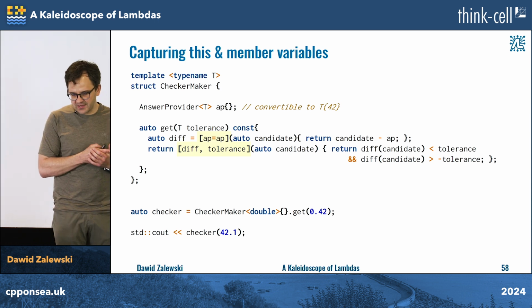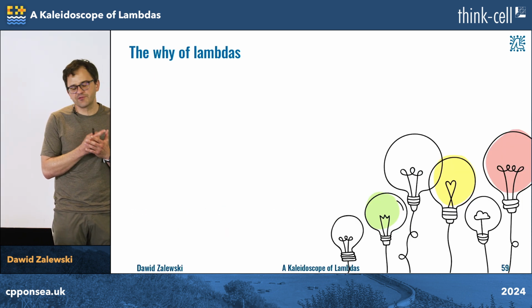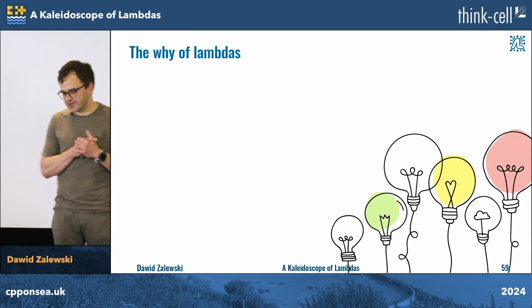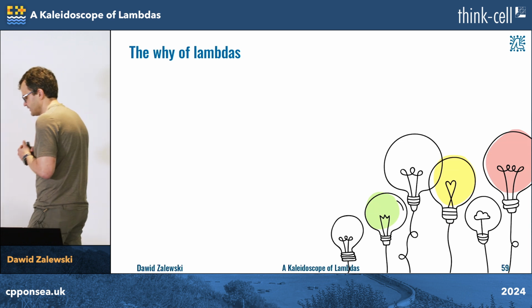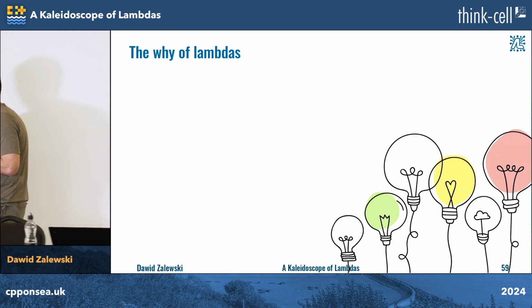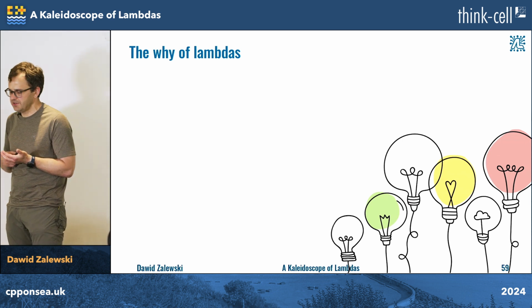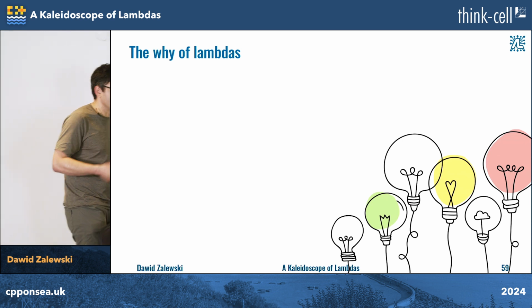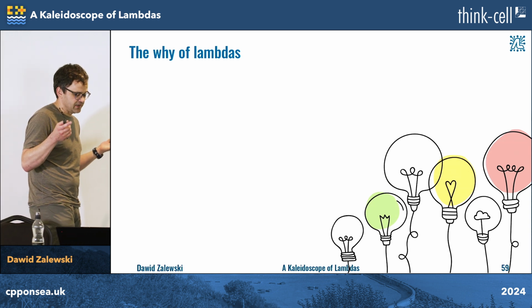So that's capturing. And now to the core of this business. Why would you ever use lambdas? Because that's what we want to know, right? Lambdas are used so much nowadays. Algorithms are a pretty obvious one, right? You would use lambdas in the algorithms with ranges. That's what they're made for, but is it the end of the story?